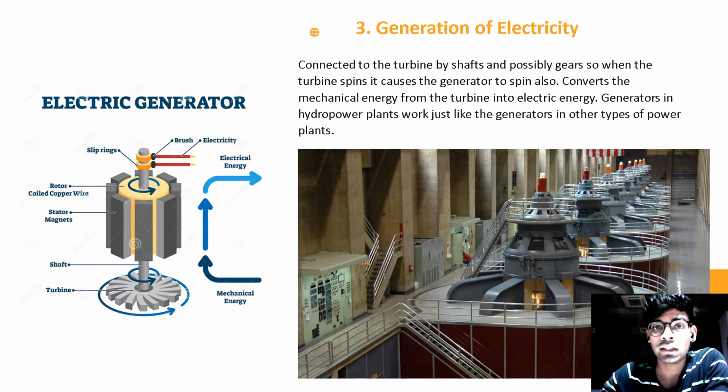At stage 3, the generator is connected to the turbine by a shaft and possibly gears, so when the turbine spins, it causes the generator to spin also. It converts the mechanical energy from the turbine into electrical energy. The generator in hydropower plants works just like the generator in other typical power plants.